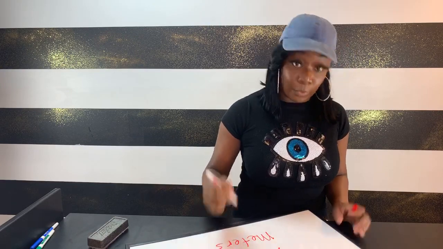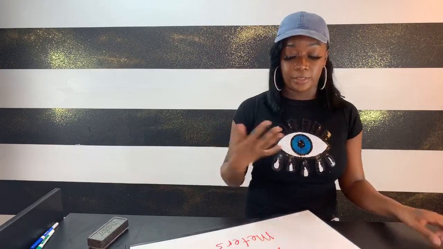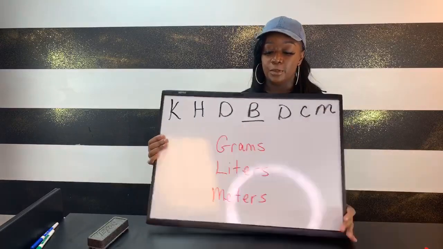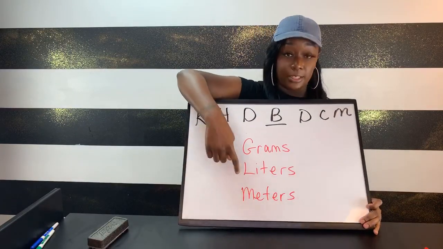And the B actually stands for base. So if you missed the beginning of the video real quick, when we talk about base units, there are 3 particular ones that you have to be familiar with for this test, even though there are more than this, but these are the ones that you're most likely to see. So our base units are going to be grams, liters, and meters.